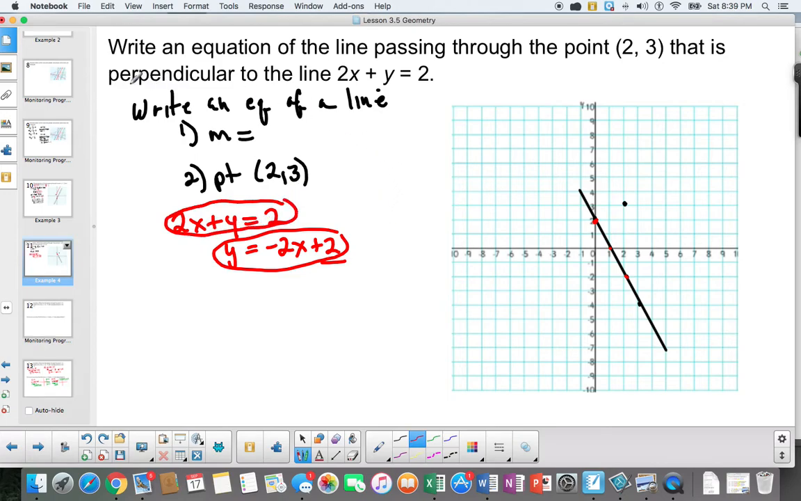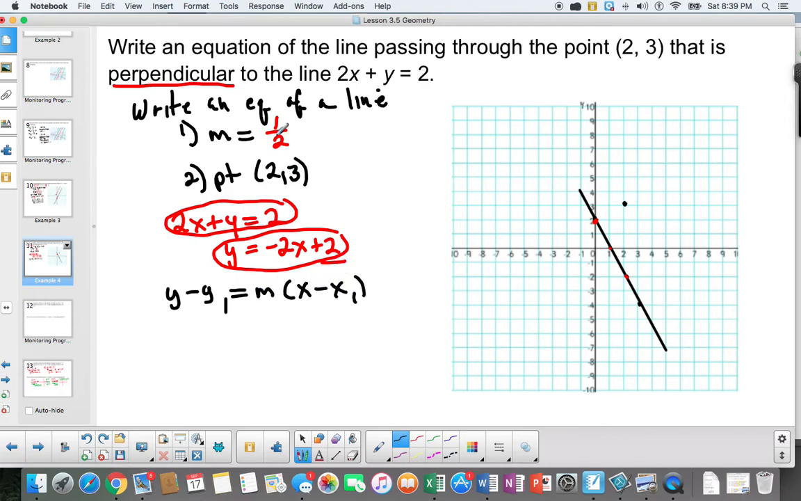Now, I want a perpendicular line, which means I don't want a slope of -2. I want a slope that's the opposite reciprocal. So I want a slope of 1/2. And now that I know my slope, I can use point-slope form to write my answer.